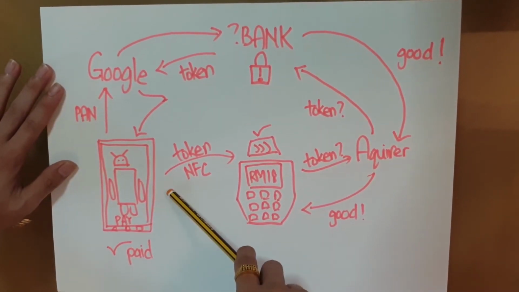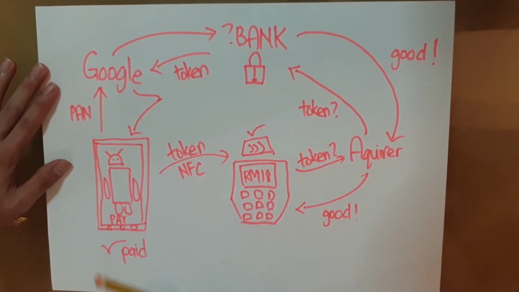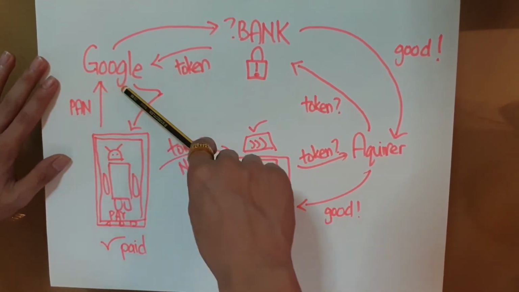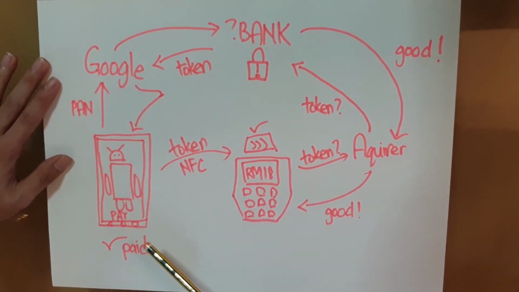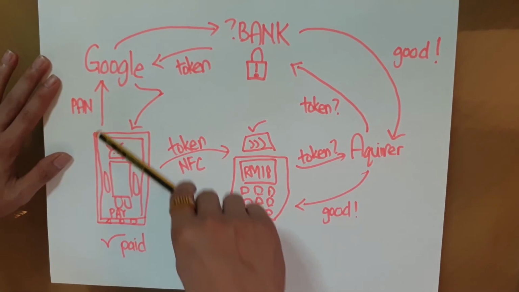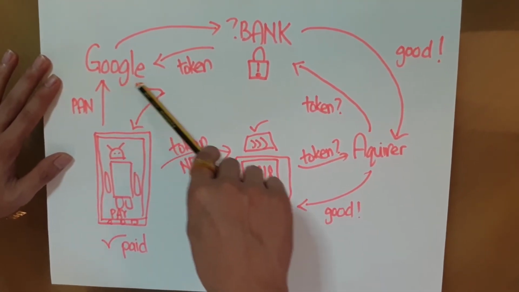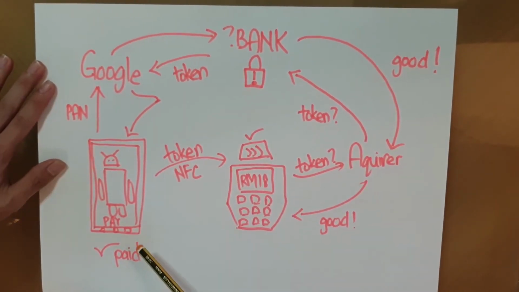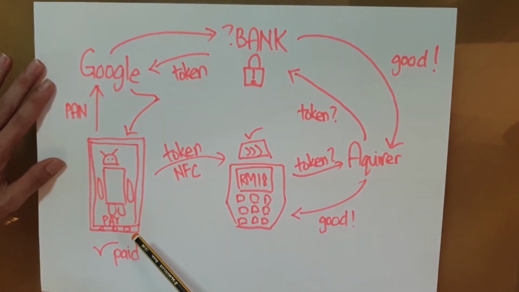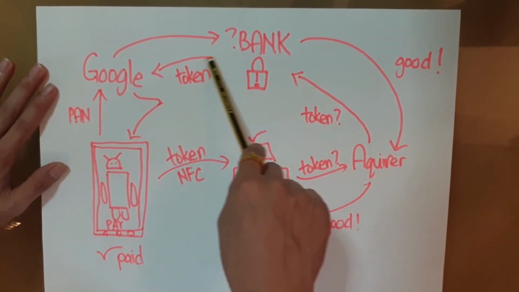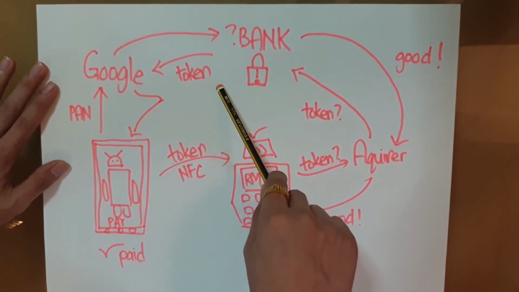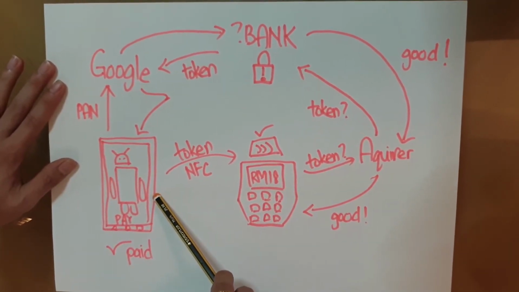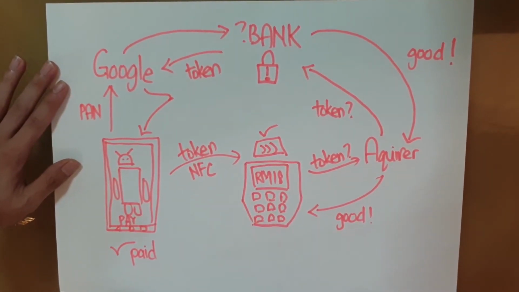The first thing that happens is my Android phone communicates with Google, or it will be Apple if you are using Apple Pay, and it gives Google my PAN, my primary account number. Next, Google communicates with my bank, as they have a good relationship, and asks the bank, could you please send me a token so that I can use this at the merchant? The bank agrees and gives Google the token.